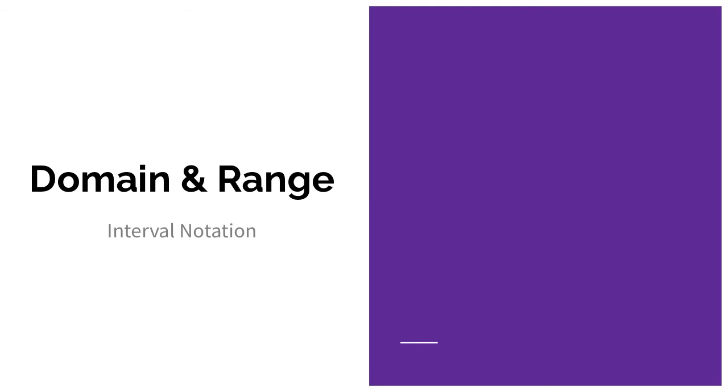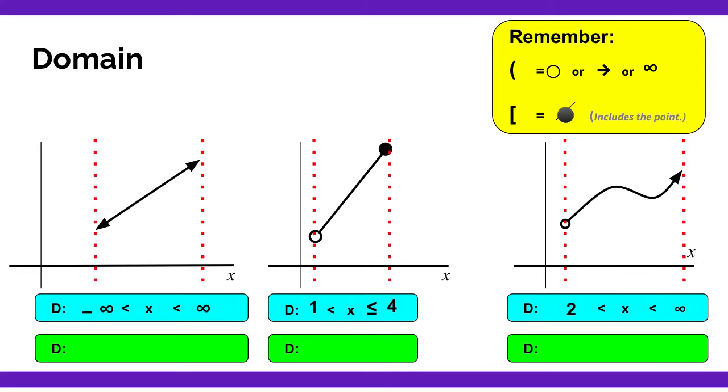Now let's talk about something called interval notation. Instead of using inequality symbols, what we're going to do instead is use interval notation. So there's a couple things for you to know for this. If you ever have an open circle or an arrow, you're going to use a parentheses. If you ever have a closed dot, you're going to use a bracket.